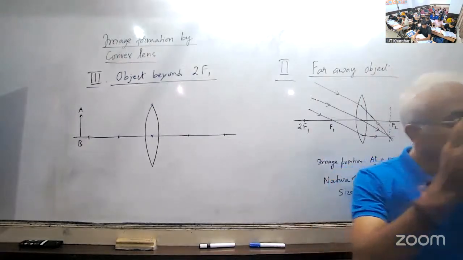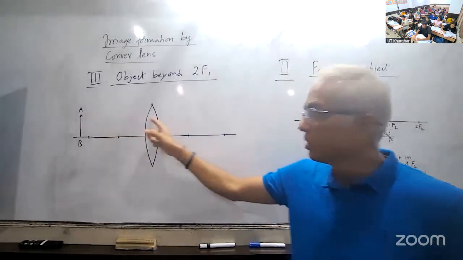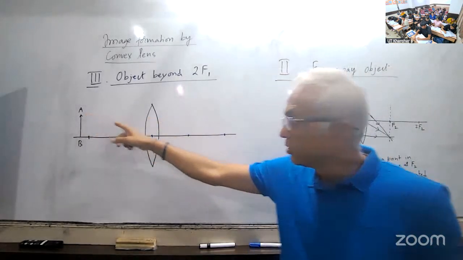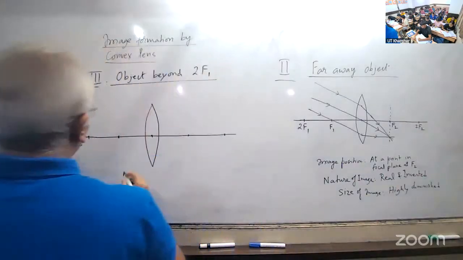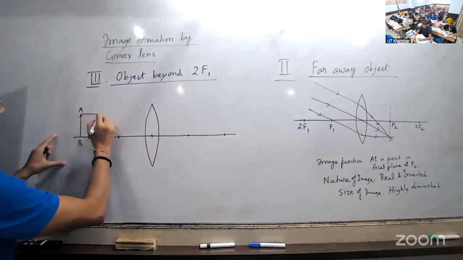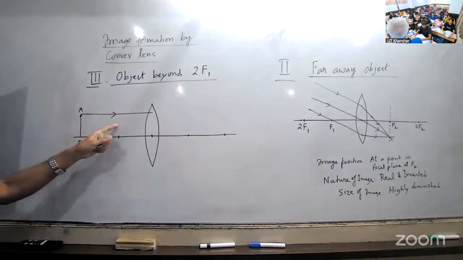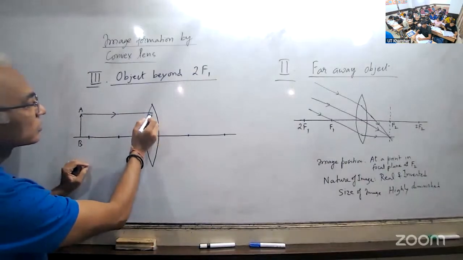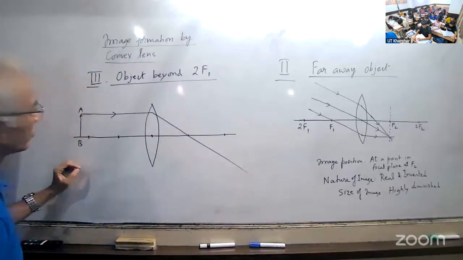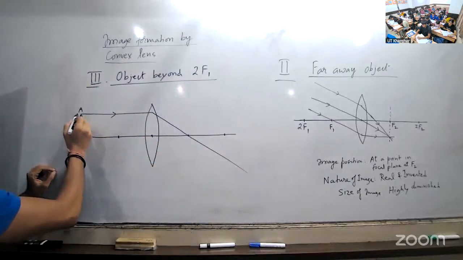Now, how many rays do we need to draw the image? Only two. The first ray would be parallel to the principal axis, and the second ray would be through the optical center. That's it. All ray diagrams will be made by those two rays. And I know the behavior. If the ray is a parallel ray, after refraction, what happens to it? It passes through the focus. So this nature is known to us. And what happens at the optical center? Nothing. It passes undeviated. So this ray passes undeviated.